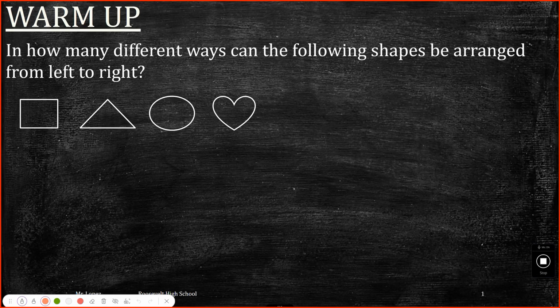So in how many different ways can the following shapes be arranged from left to right? So who knows the answer already? 24? And why is that?